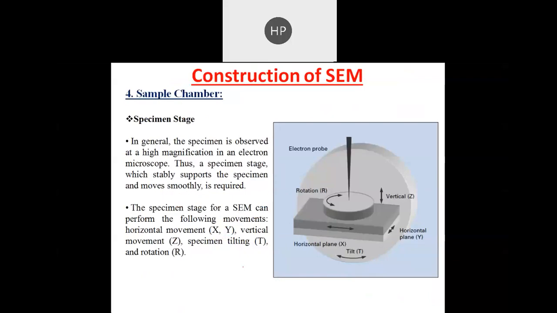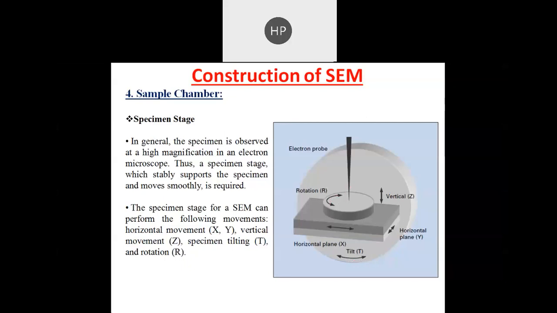Then sample chamber stage. So in general, the specimen is observed at a high magnification in an electron microscope, and thus a specimen stage which can support the specimen and move smoothly is required. Here you can see there are various motions of the specimen stage. Here we have horizontal x, horizontal y, vertical z. In the same way, it can tilt, or the specimen stage can rotate.